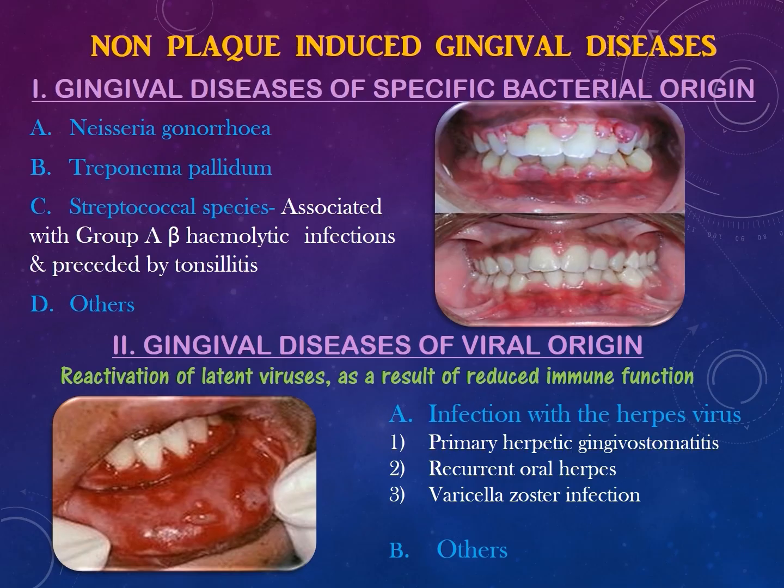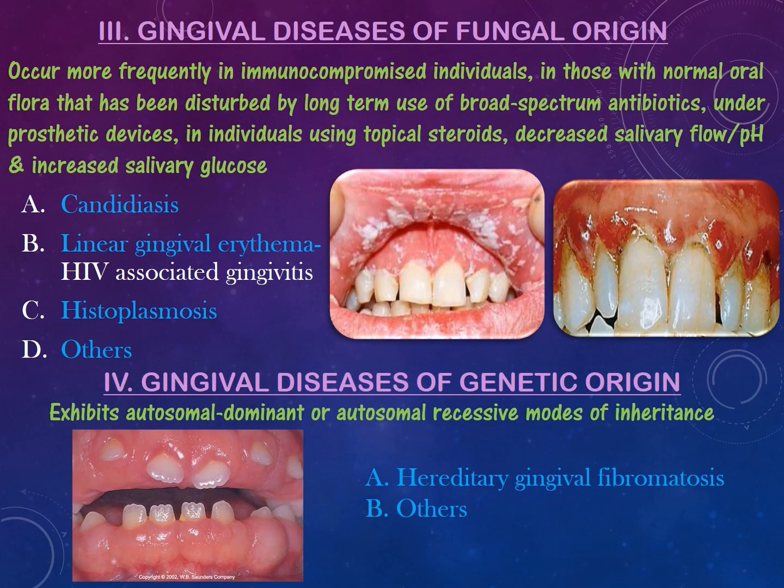Next, moving on to the gingival diseases of fungal origin. They occur more frequently in the immunocompromised individuals, in those with normal oral flora that has been disturbed by the long-term use of broad-spectrum antibiotics, under prosthetic devices, in individuals using topical steroids, patients having decreased salivary flow or decreased pH levels and increased salivary glucose levels. So they are basically candidiasis, linear gingival erythema, histoplasmosis and others.